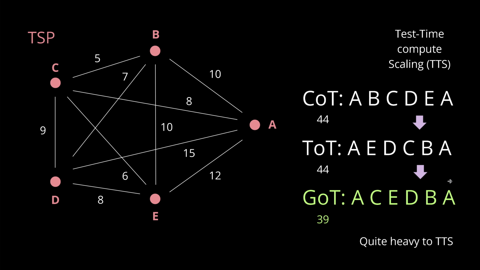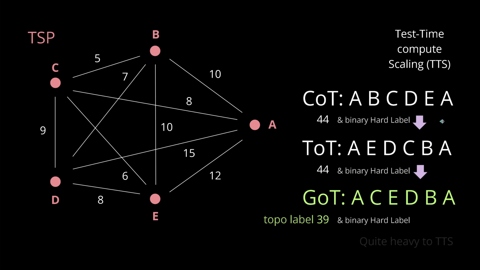less inference time compute. Now, if we do all of this here in test time scaling compute, this would be quite heavy, no? So is there any other way to optimize this system? I'm so glad that you asked, because yes, of course there is.